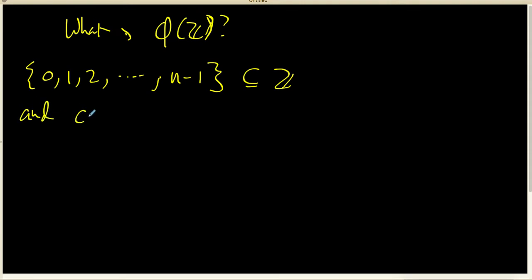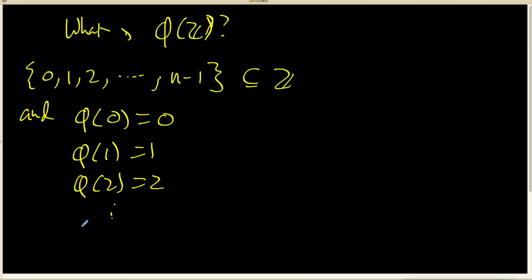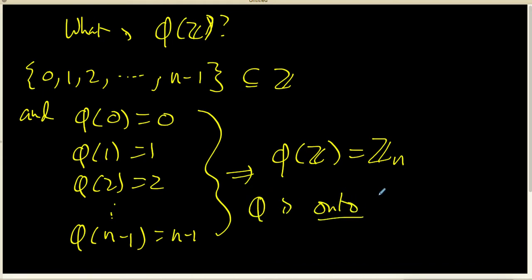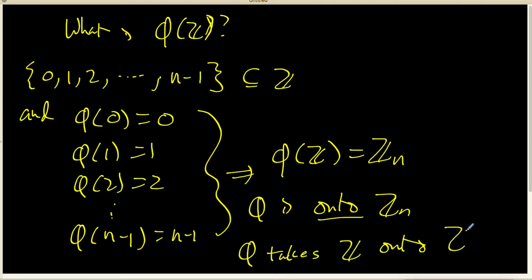And it's very easy to realize that phi of 0 is 0, phi of 1 is 1, phi of 2 is 2, all the way up to phi of n minus 1 is n minus 1. And this says that the image of our ring homomorphism is actually all of Zn. And in this case, we are going to say that phi is onto Zn, or that phi maps Z onto Zn. Those all mean exactly the same thing.